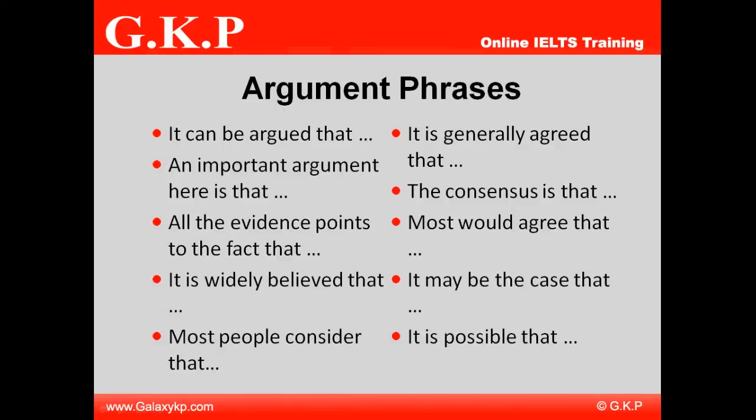Now, here are some argument phrases. It's good to familiarize yourself with certain phrases which help you to introduce an argument or explain an argument or disagree with something and so on and so forth. Okay, for example, we've got, it can be argued that. This suggests that there is an argument against this or for this. Now, you might disagree with that, but there is an argument for or against it anyway.